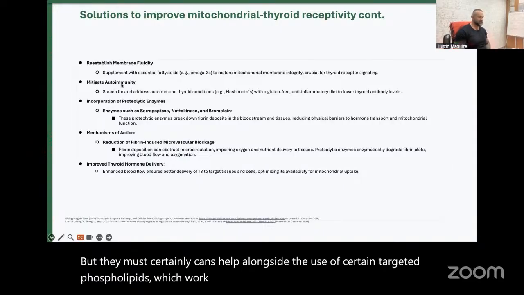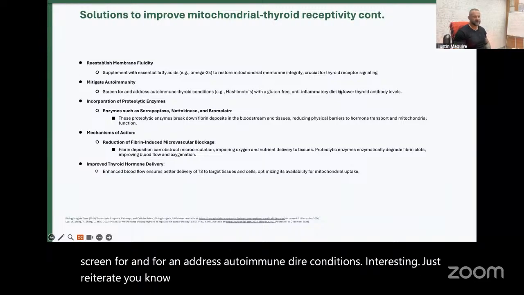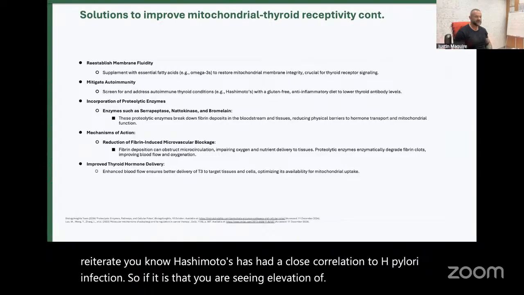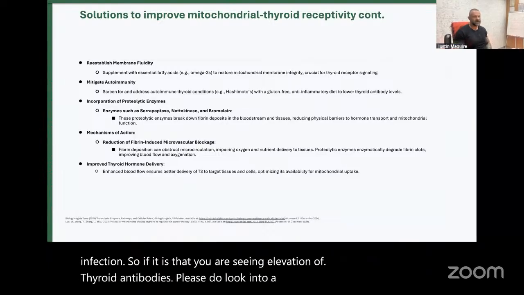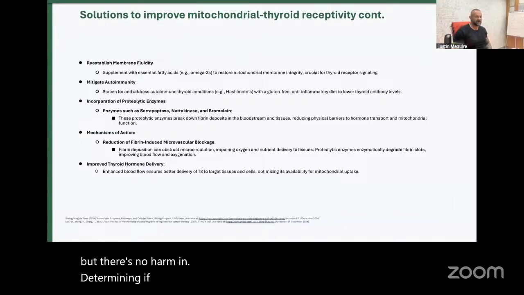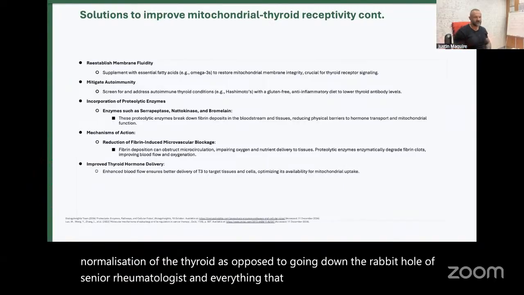Mitigate autoimmunity, so screen for and address autoimmune thyroid conditions. Interestingly, just to reiterate, Hashimoto's has had a close correlation to H. pylori infection. So if you are seeing an elevation of thyroid antibodies, please do look into a stool test. It may not be H. pylori, but there's no harm in determining if it is, because if it is, its eradication can lead to normalization of the thyroid, as opposed to going down the rabbit hole of seeing a rheumatologist and everything that comes with that. I think it's an easy win.